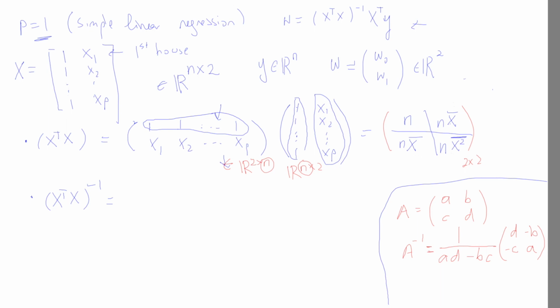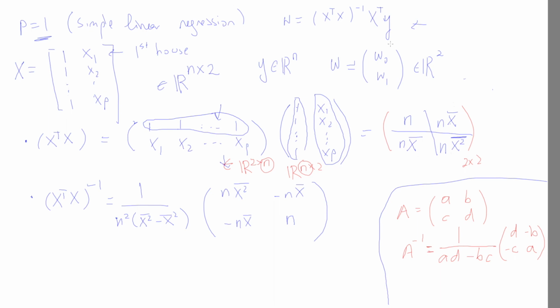it's going to be 1 over, I'm going to skip a few steps here, but it's going to be 1 over n squared x squared bar minus x bar squared times n x squared bar minus n x bar. Okay, so this is our inverse matrix.